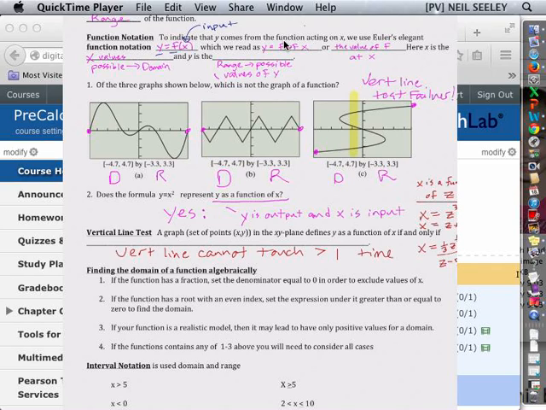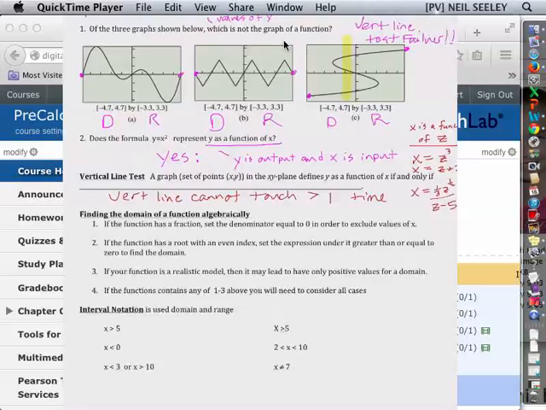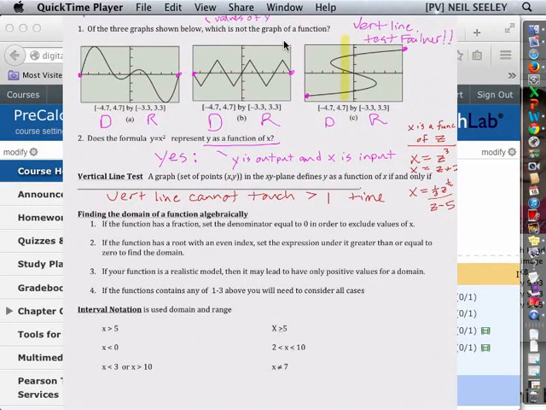Okay. This next piece, this is where the crunching kicks in. We've done a little bit of it. If the function has a fraction, set the denominator equal to 0 in order to exclude values of x. So these are just kind of tricks of the trade.